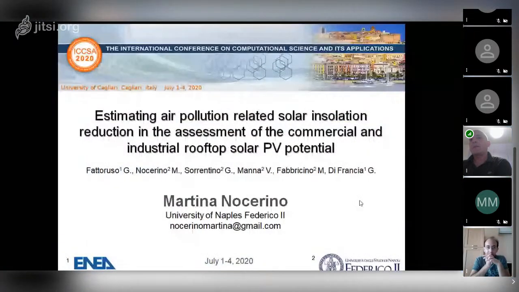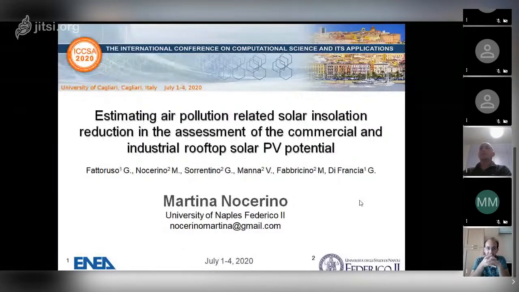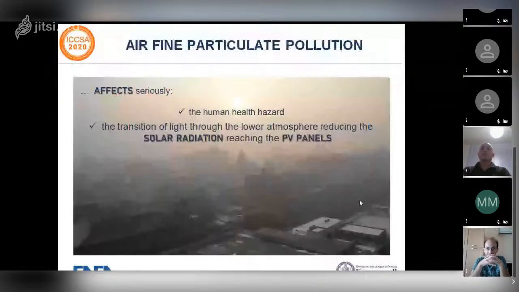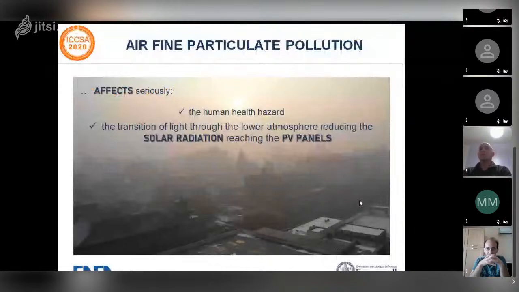I will present a study addressing the impact of haze on the estimation of the commercial and industrial rooftop solar PV potential. Air pollution is known to be a serious problem of growing urgency, mainly for its effects on human health. Recently, however, the air pollution effects in other fields, such as photovoltaic energy generation, have been investigated, and notably, the relation between the reduction of the solar insolation and the PM 2.5 concentration in the air.